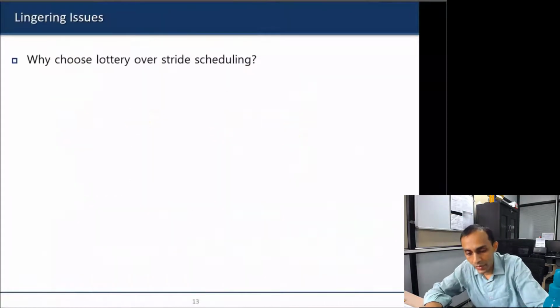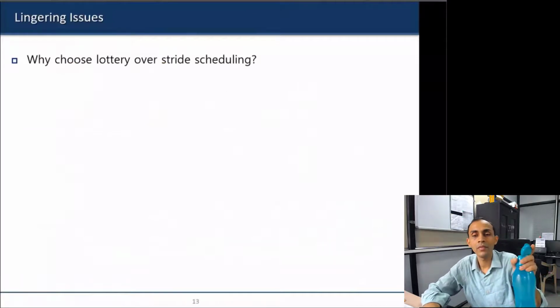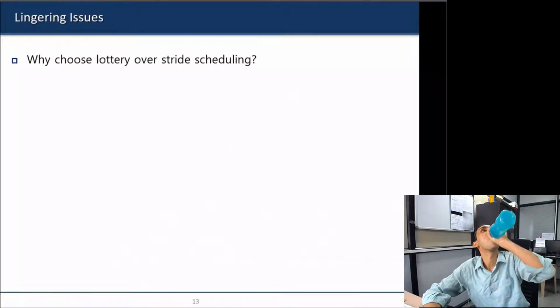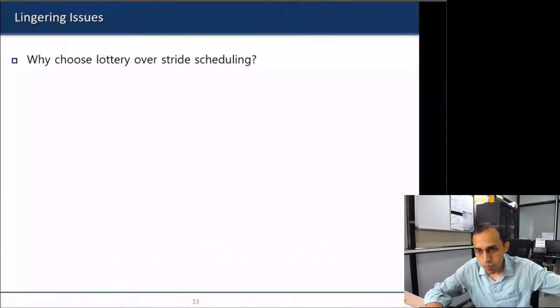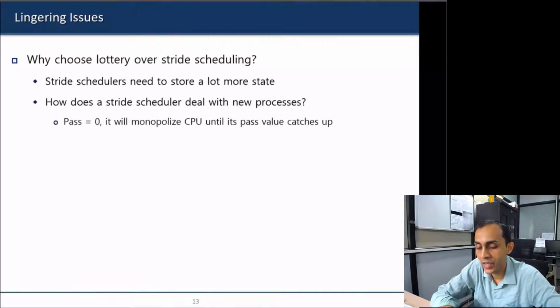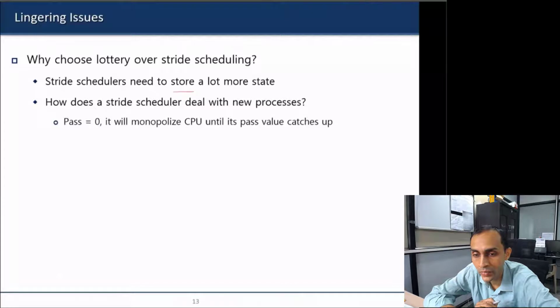So there are some issues. You may then say, we should never use the lottery algorithm because stride scheduling is deterministic. Why would anybody ever go for random lottery? There are disadvantages of stride scheduling also, because here we need to store a lot more state than we needed for a random lottery algorithm. We didn't need to store anything about the state of a process. Here you need to keep track of the counter value, the pass value, and the stride value of each process.